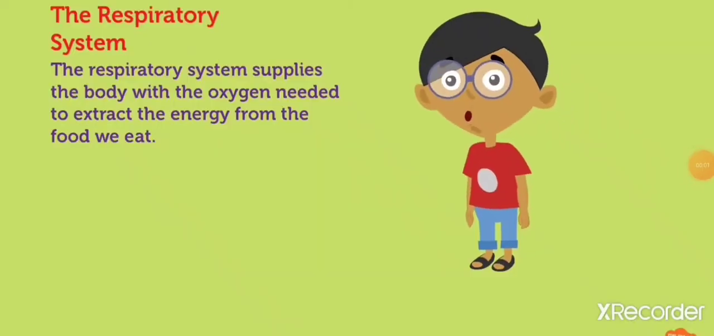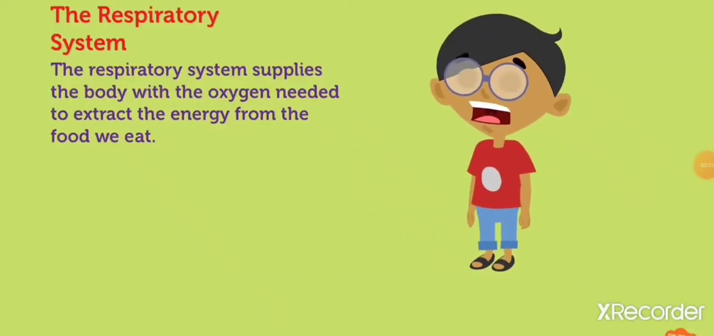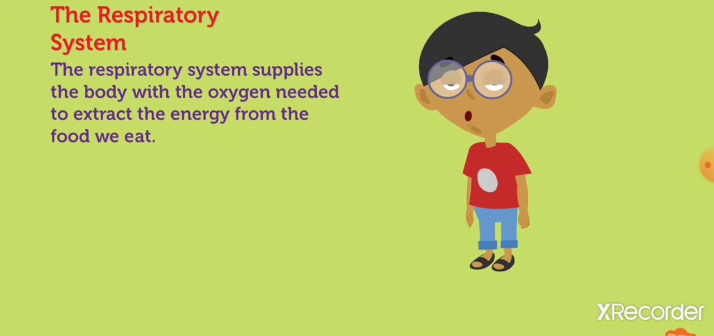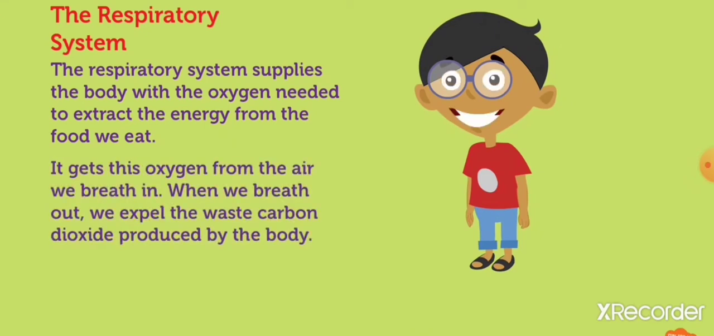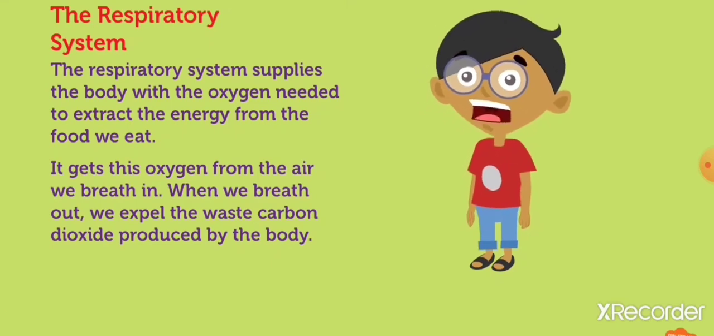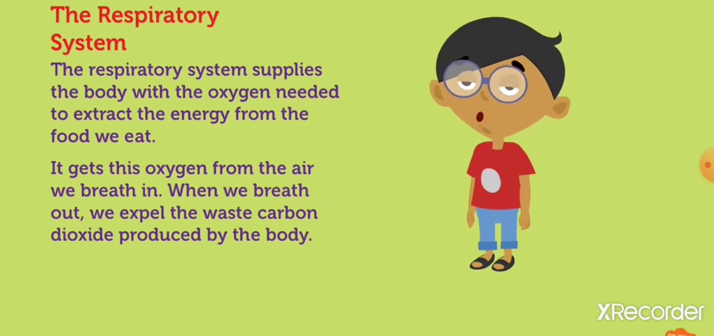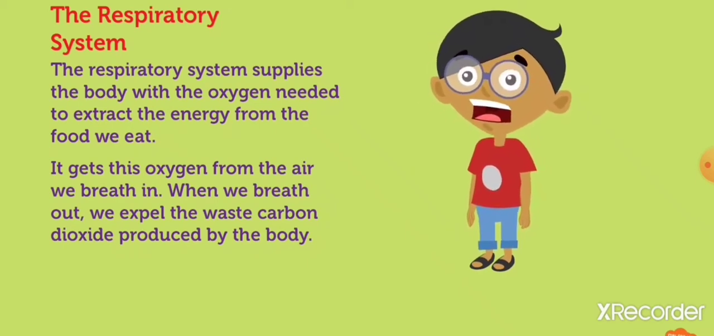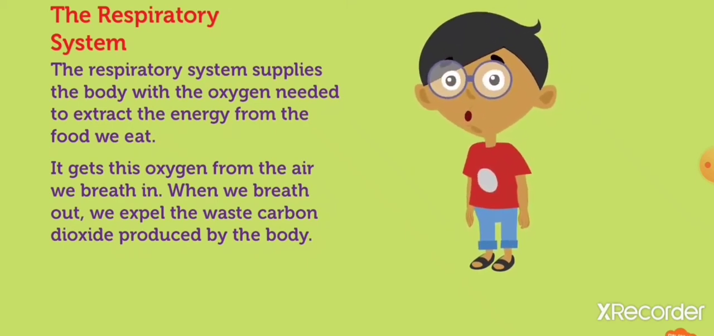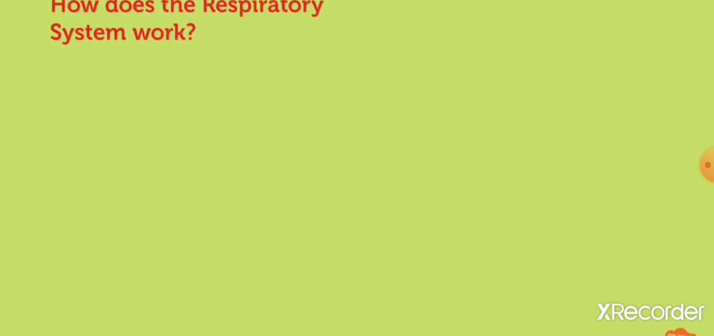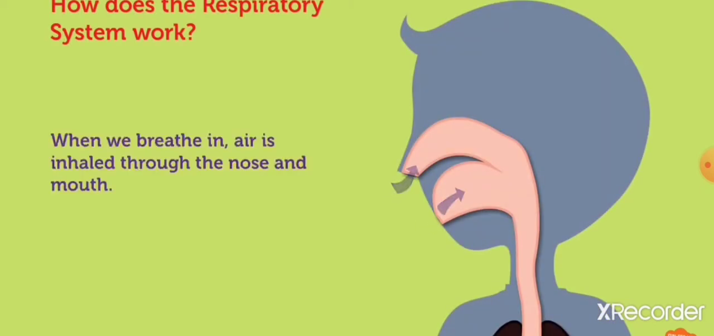Children, just like circulatory system which is responsible for circulation of blood in the body, there is respiratory system which is responsible for supply of oxygen in the body. Our body gets oxygen from the air we breathe. So how does this respiratory system work?